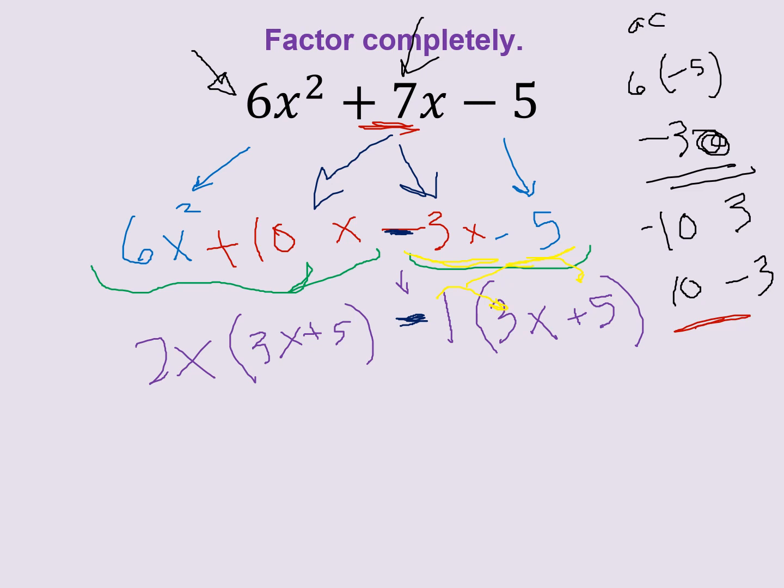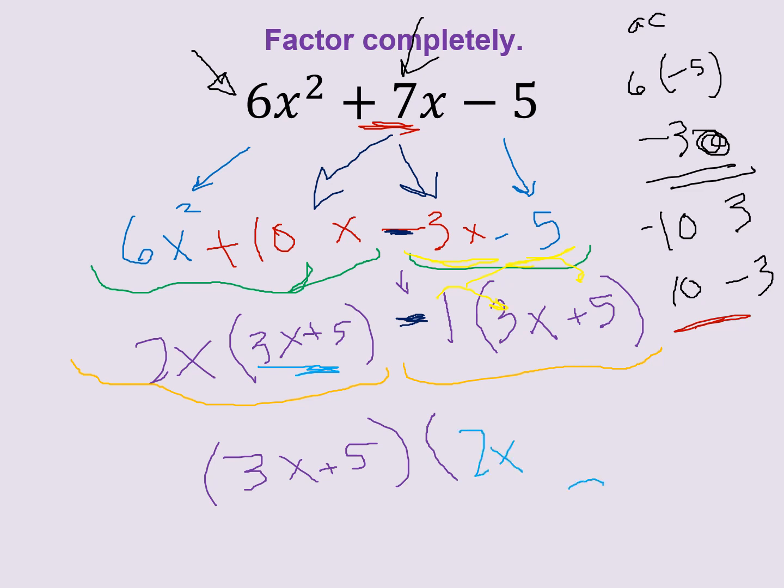So now we're going to look at this big half right here and this half right here and say what do they have in common. And what they each have in common is a 3x plus 5 in parentheses. So I factor that out, put it on the left, in front of the parentheses, and then what's left over? When we factor this out, we're left with a 2x. When we factor it out over here, we're left with a minus 1. So we write 2x minus 1, and now we have factored it. AC method.